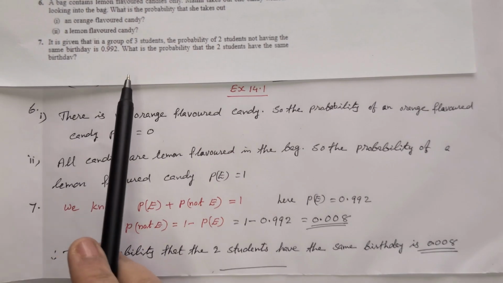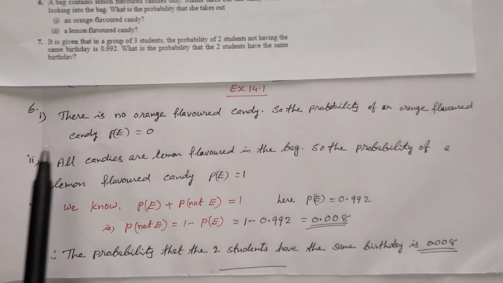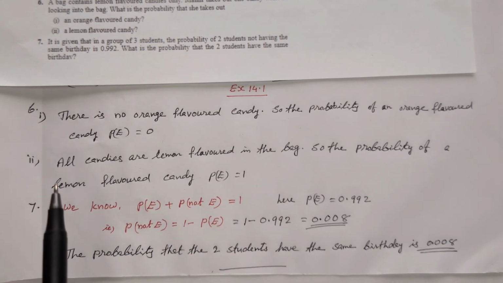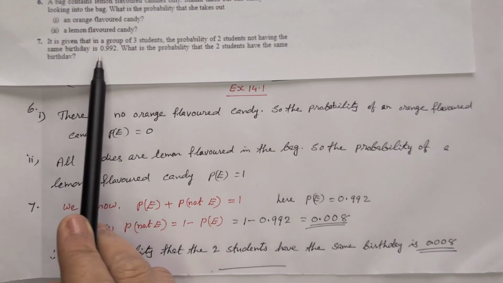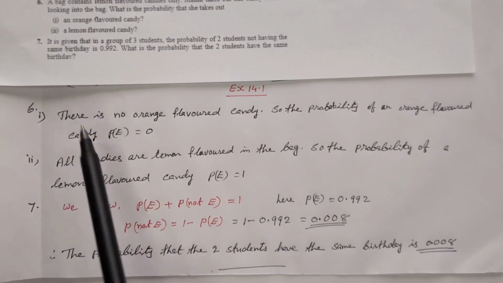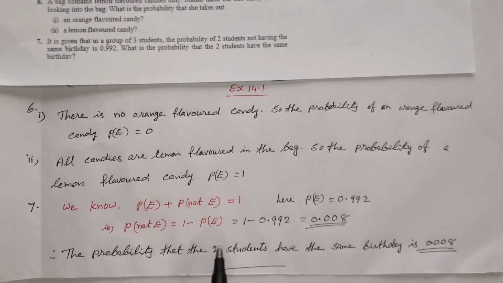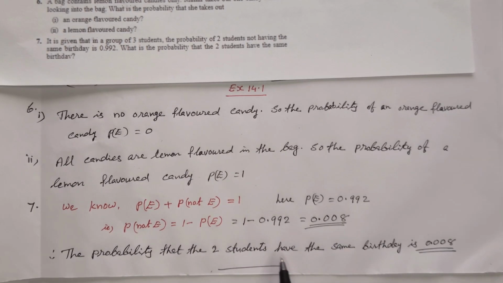Here it is given that the probability of 2 students not having the same birthday is 0.992. So having the same birthday means 1 minus the given probability. So the probability that 2 students have the same birthday is 0.008.